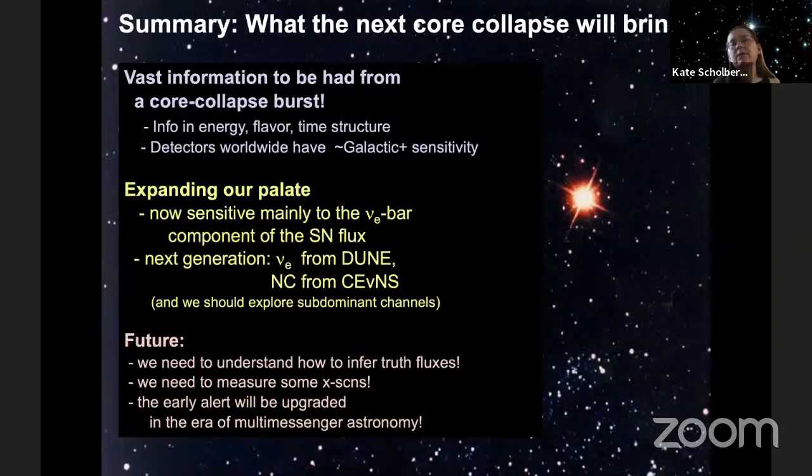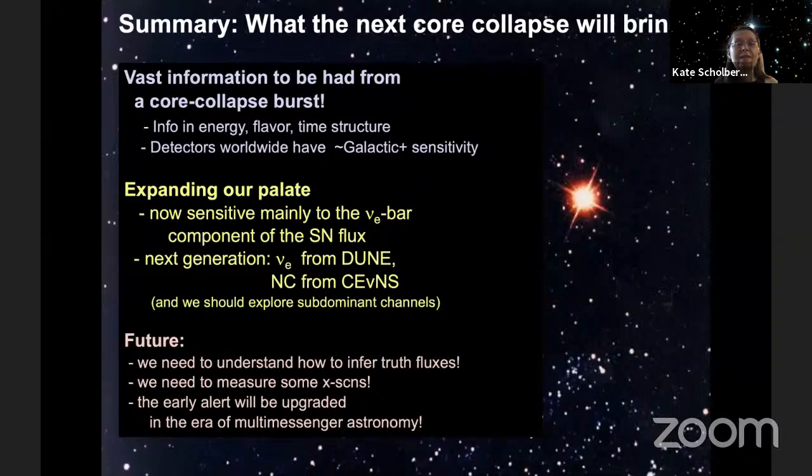Detectors worldwide now have approximately sensitivity to the galaxy, maybe reaching beyond. What's going to happen in the future is expanding the flavor sensitivity. We're now mostly sensitive to nu bar. That's what 87A brought us. But now we're going to have a broader palette.